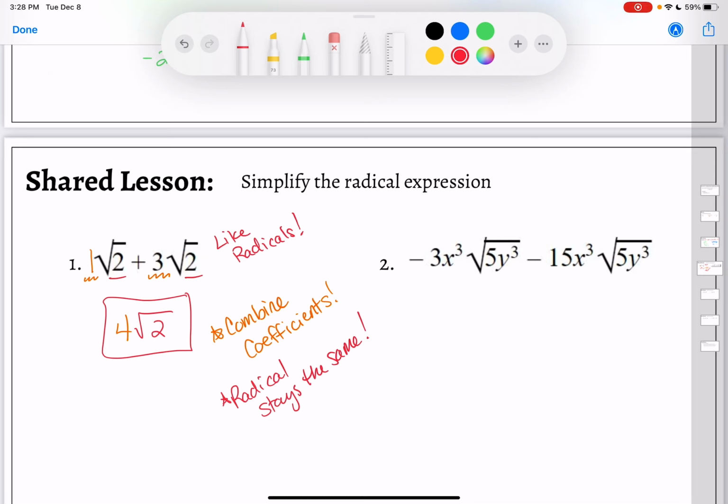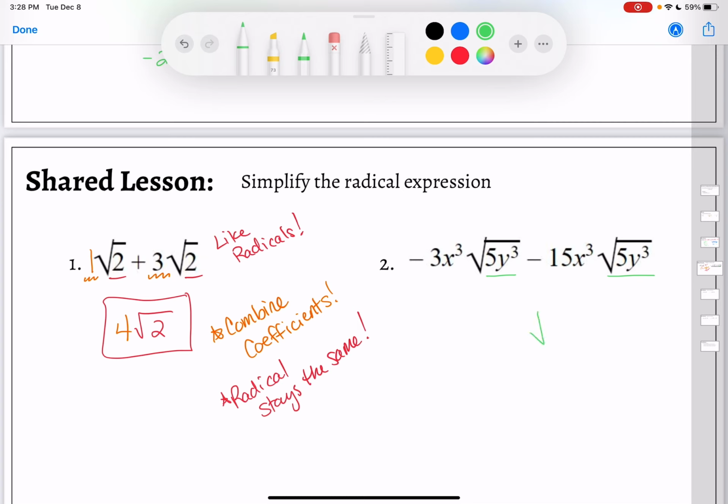Okay, so now let's look at number 2. Now, I know you guys are freaking out. Number 2 looks crazy, but don't worry. Calm down. It's fine. We can do this. First thing is, are they like radicals? Negative 3x to the third, radical 5y to the third. Negative 15x to the third, radical 5y to the third. Yes, those are like radicals. It's fine. We can do this.